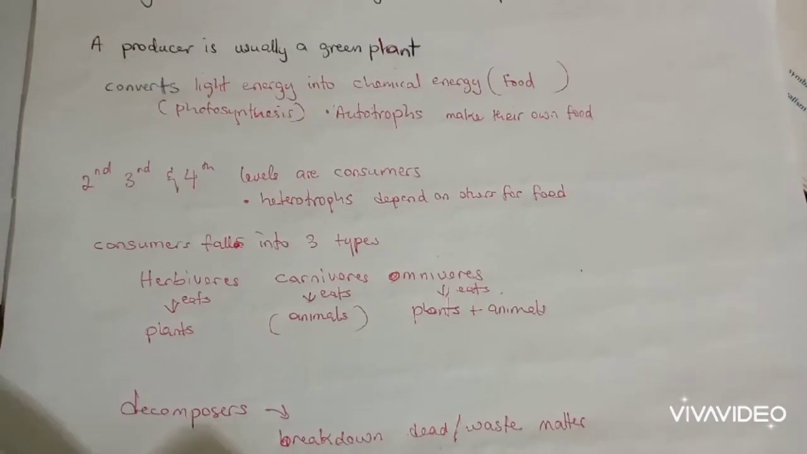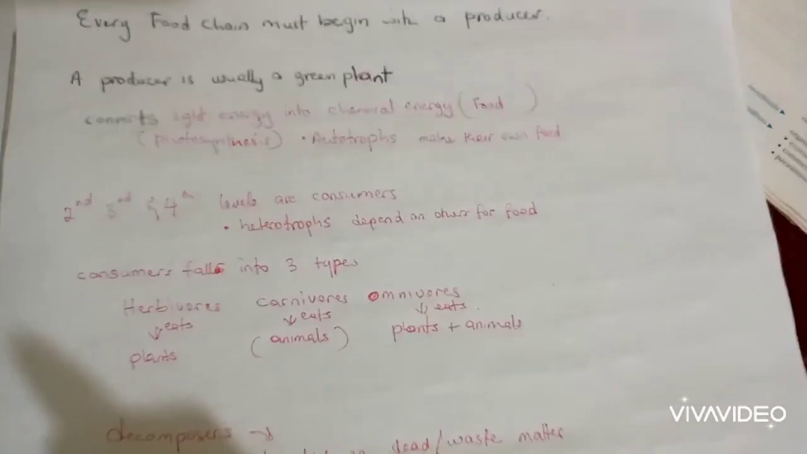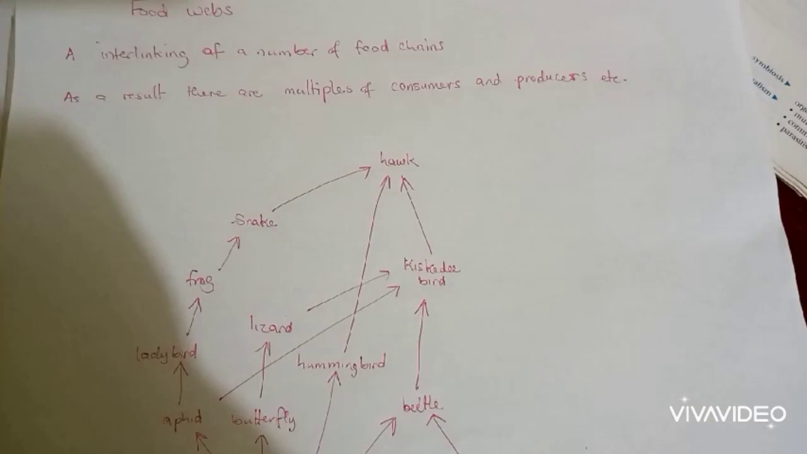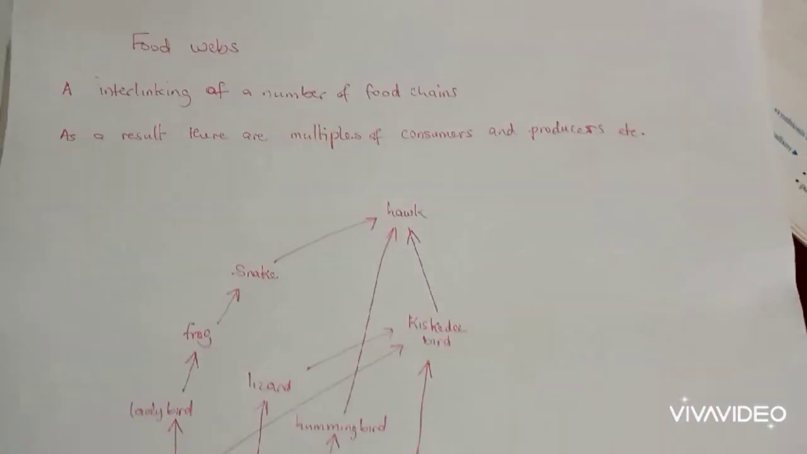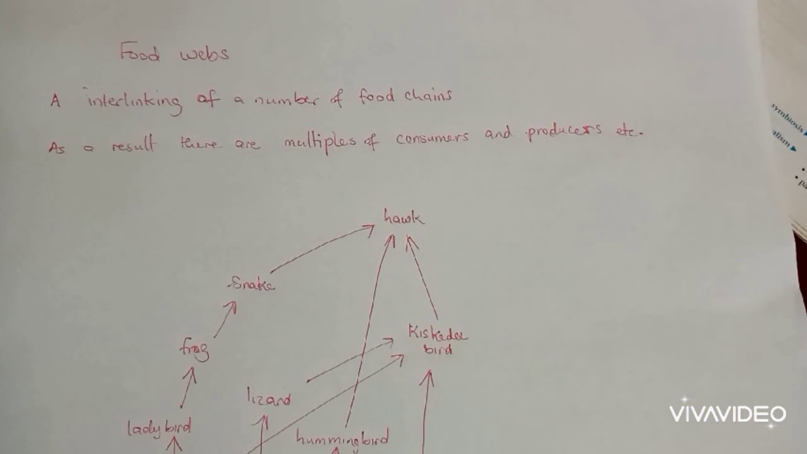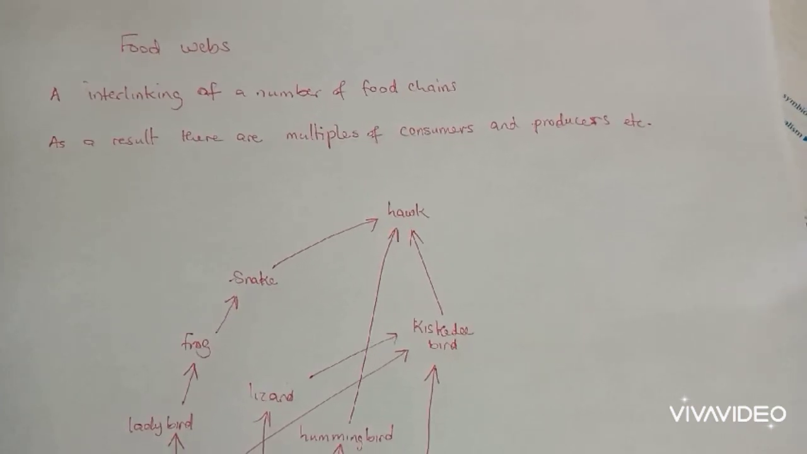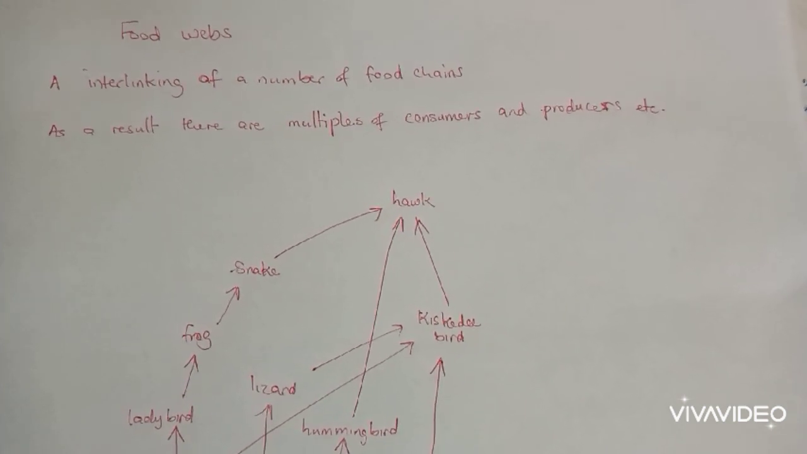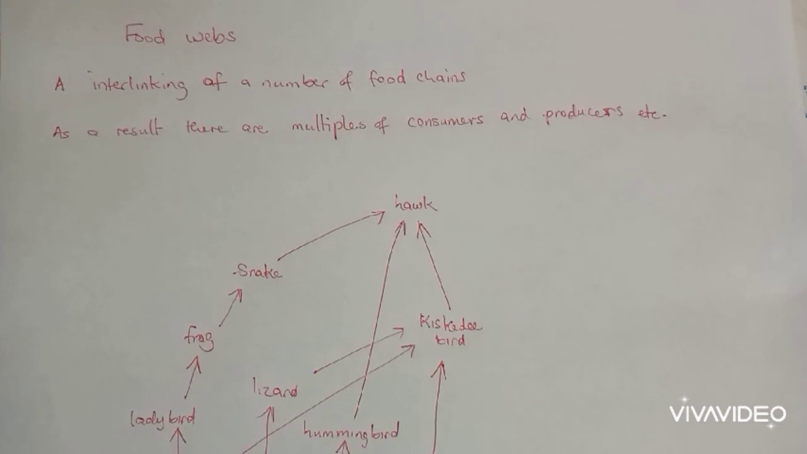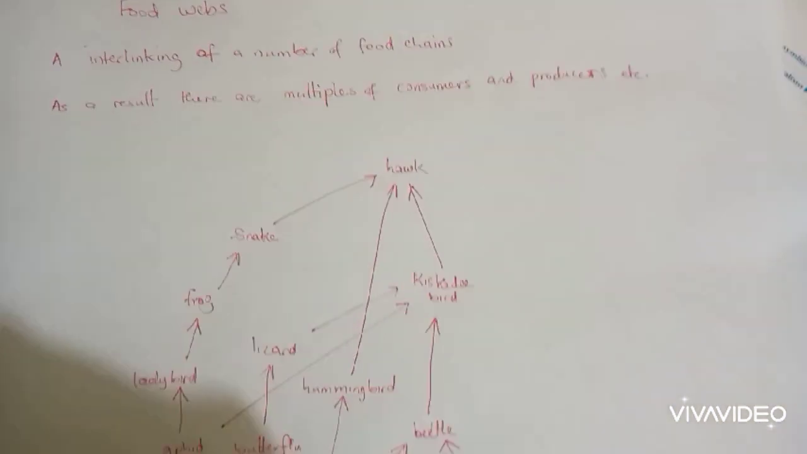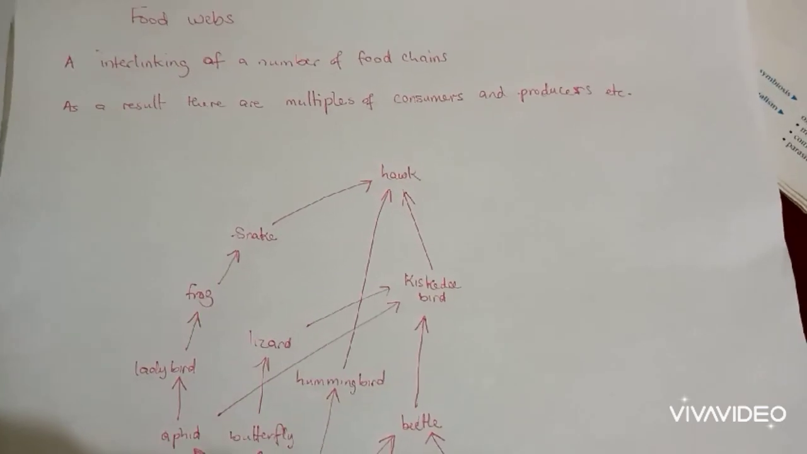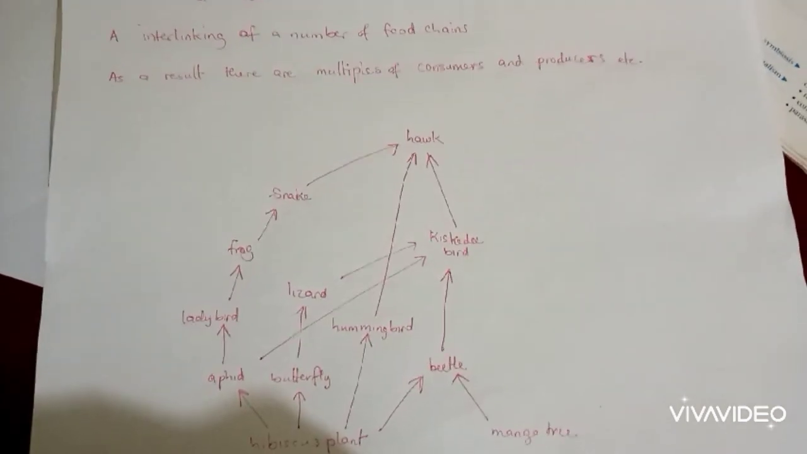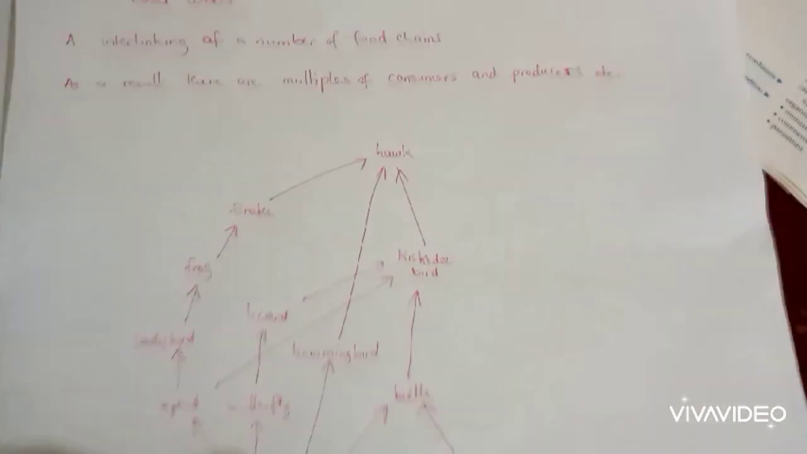Alright, so that should give you a little better understanding as to what food chains are. Now, food webs are more complex. So a food web is basically an interlinking of a number of food chains. Right, as a result of that, we're going to have multiple consumers and producers. So with food webs, this is where it gets a little bit tricky, but once you understand what a food chain is and all the dynamics of a food chain, then you will get the food web very easily.